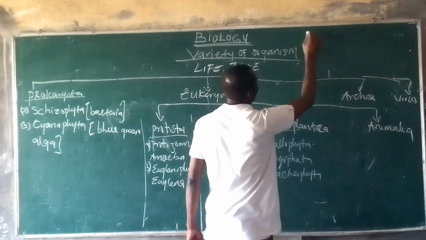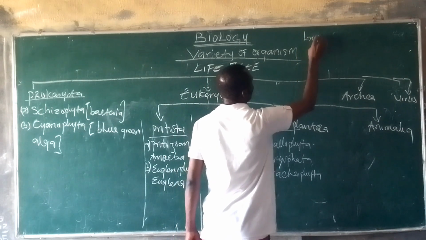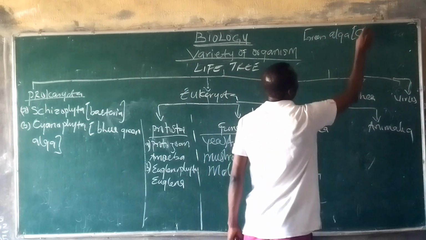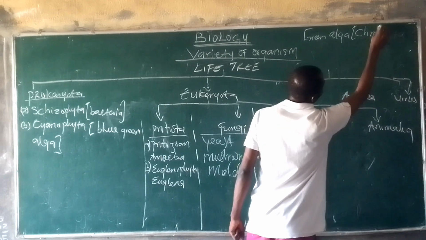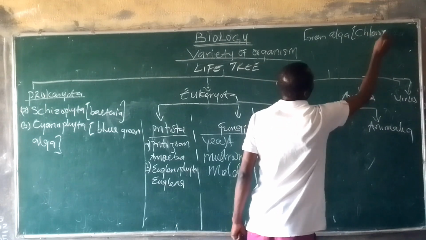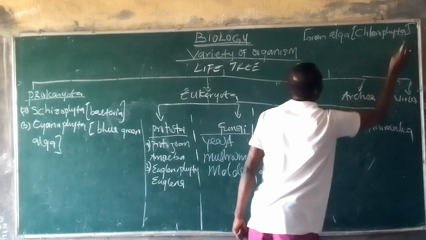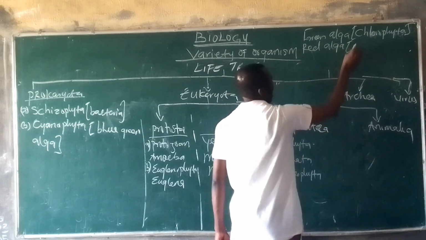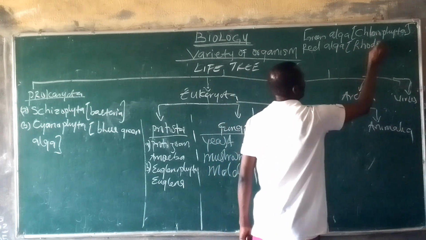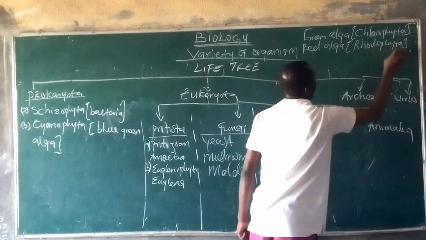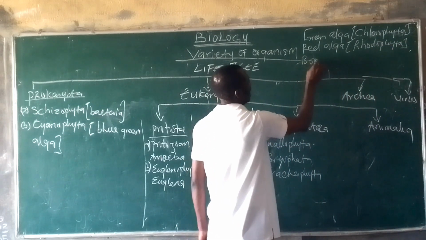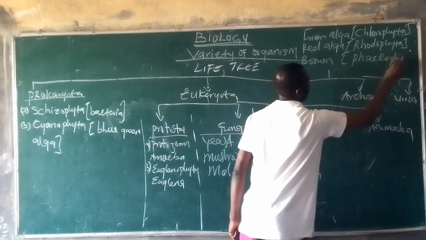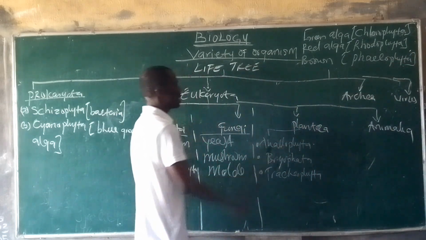The thallophyta is either the green alga, which is also known as chlorophyta, okay, or the red alga, which is also known as rhodophyta, or the brown alga, which is also known as phaeophyta. Alright, that is under the thallophyta.